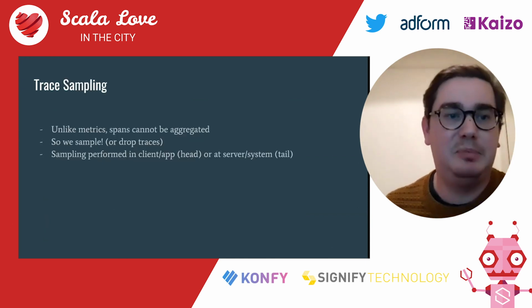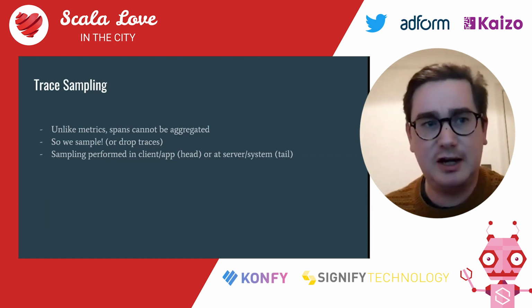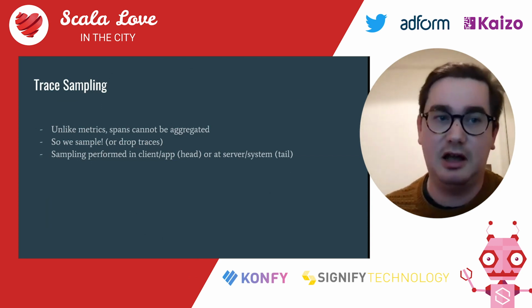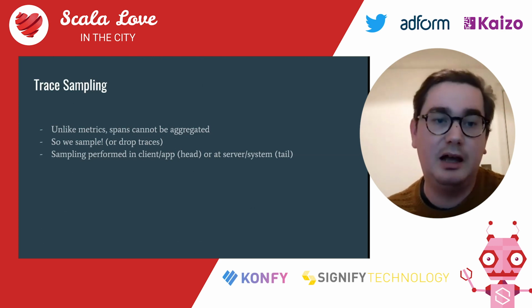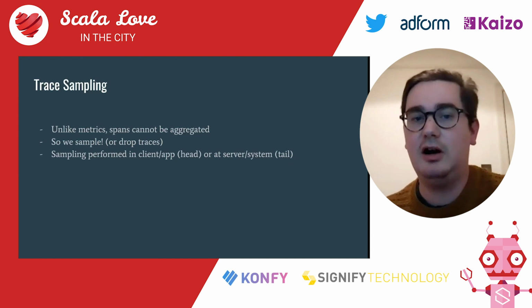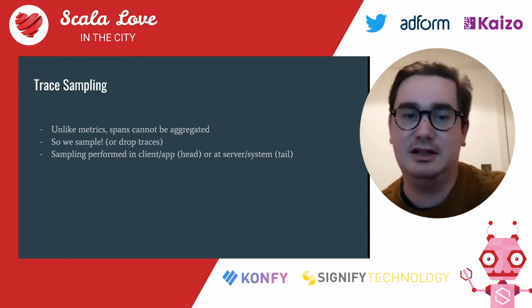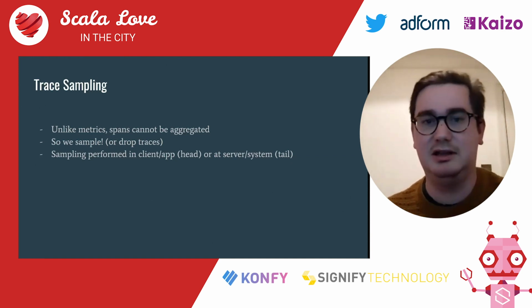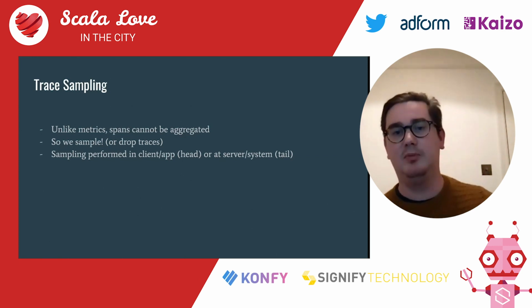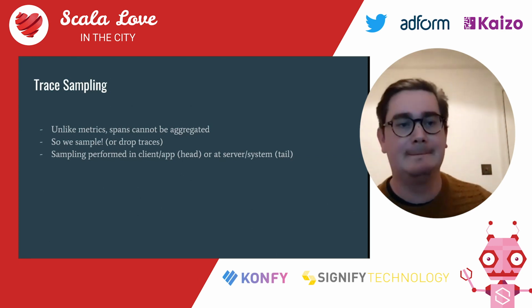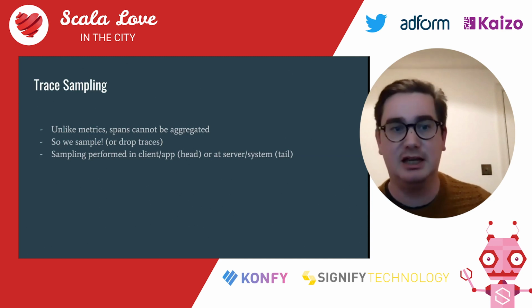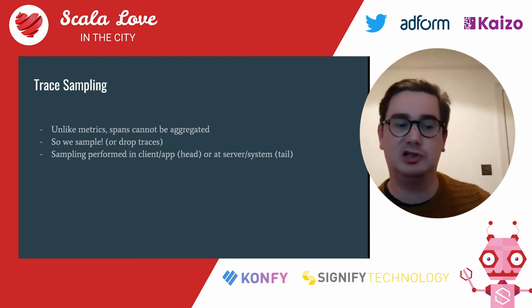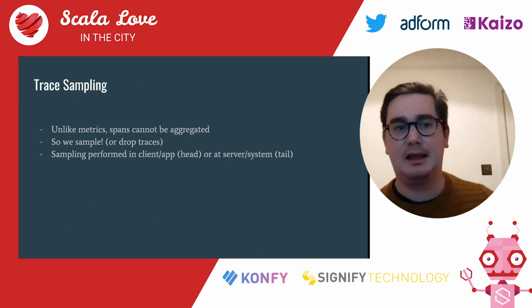And sampling. So with tracing, you might produce a lot of traces if you've got a very busy application. But unlike metrics, you can't aggregate spans. You can't just add them together because they're more complex units of data. So we sample or we drop traces, and I'll talk a bit more about this later on.